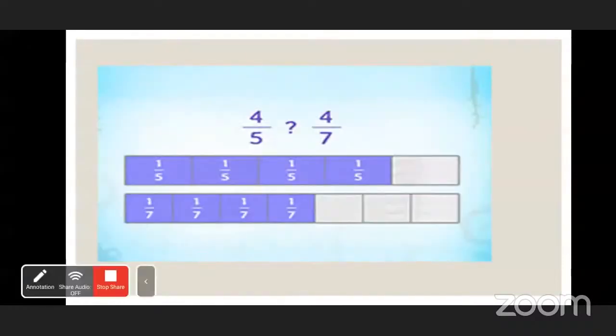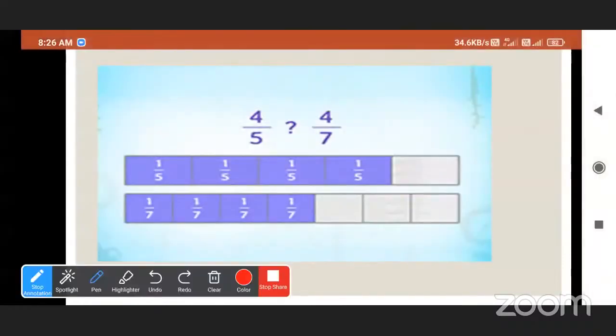See here, the explanation is given. In the first one, 4 parts are colored, and in the last one, 4 parts are colored. But the smaller one is 4 upon 7. So we will put: 4 upon 5 is greater than 4 upon 7.